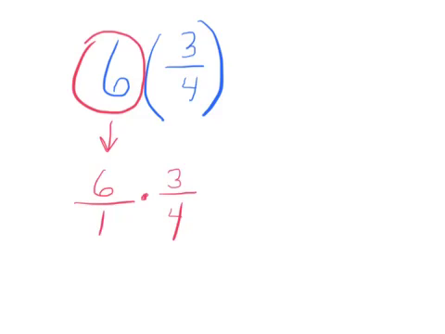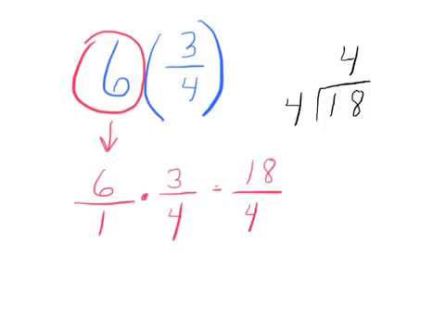So 6 times 3 is 18, and 1 times 4 is 4. And then my last step is to simplify. So I'm going to do 18 divided by 4, and I get 4 with 2 left over. So the leftover becomes my numerator, and the divisor becomes my denominator.